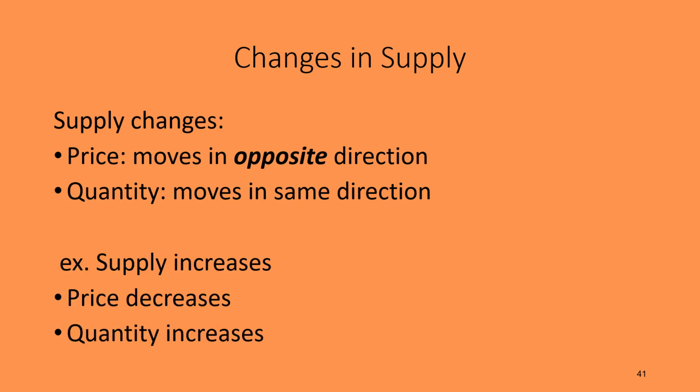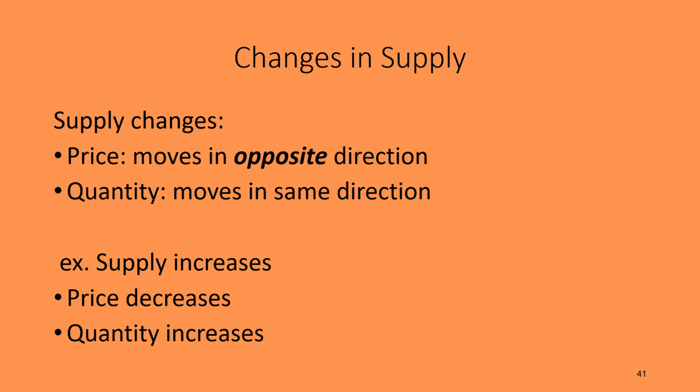but quantity still moves in the same direction. So for example, if supply increases, quantity is going to increase with it or move in that same direction, but price is going to decrease and move in that opposite direction. It works in the other way as well. If supply were to decrease, quantity would decrease with it, but price would move in the opposite direction and increase.